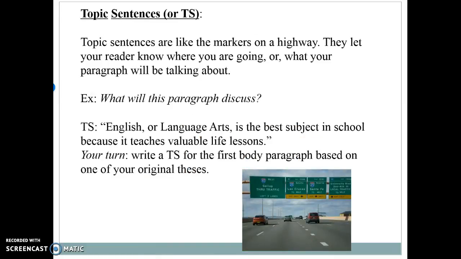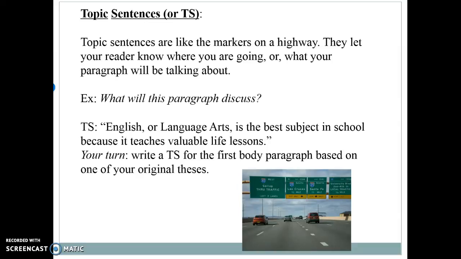Okay, topic sentence. We're going to dive into this aspect of your body paragraph a little bit more in depth. So if you think about topic sentences, they're kind of like markers on a highway. They let your reader know where you're going within your paragraph or what your paragraph will be talking about. I've given you an example here. Based on this topic sentence presented, what do you think this paragraph is going to be talking about? English, or language arts, is the best subject in school because it teaches valuable life lessons. Take a guess. Write it down.